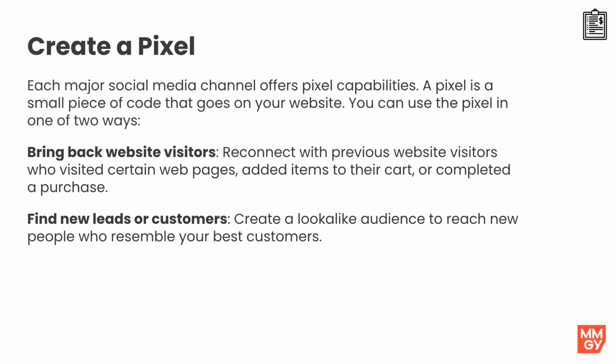So what a pixel is, is really just a small piece of code. It goes right within your website code. It's just a snippet of HTML, and it's generated right within each of those platforms. So it's really simple to generate.